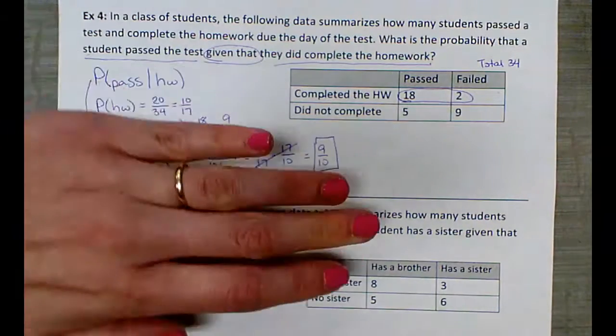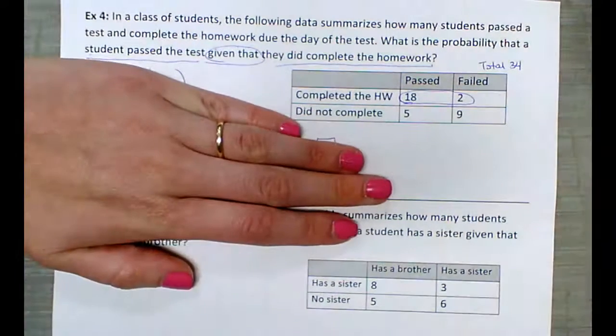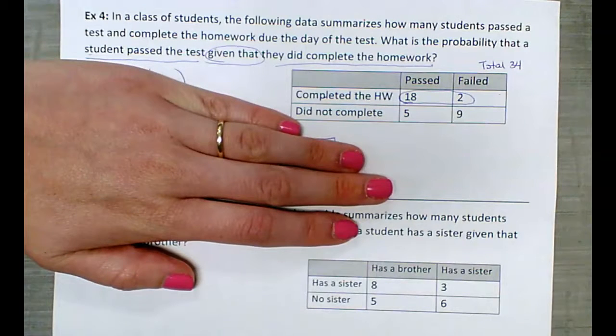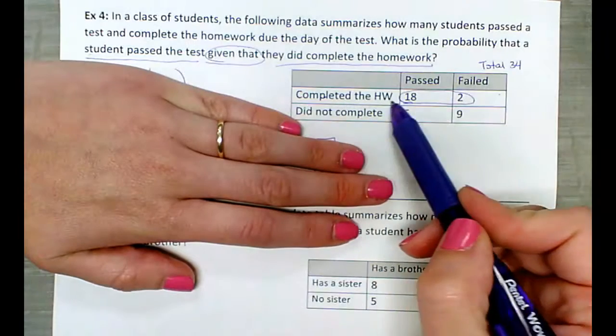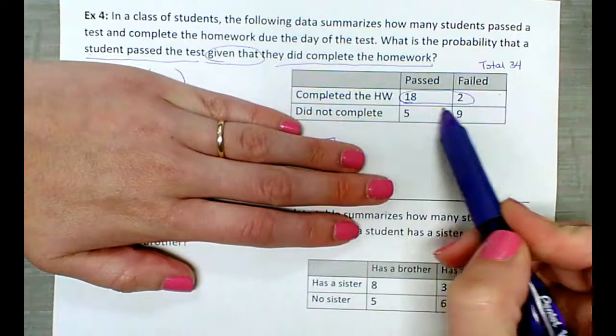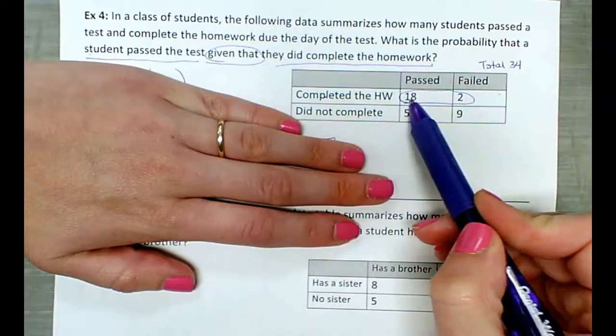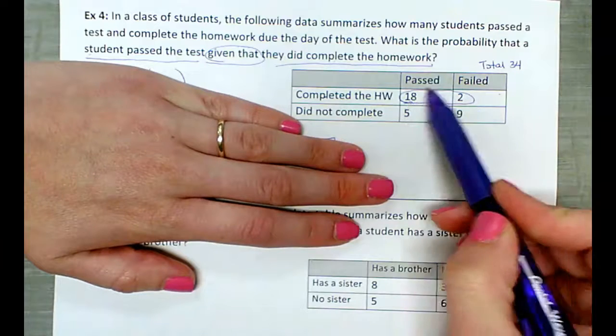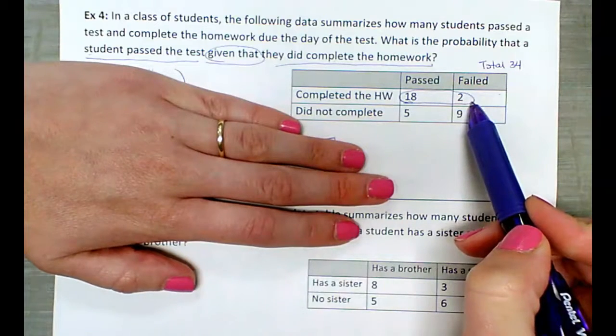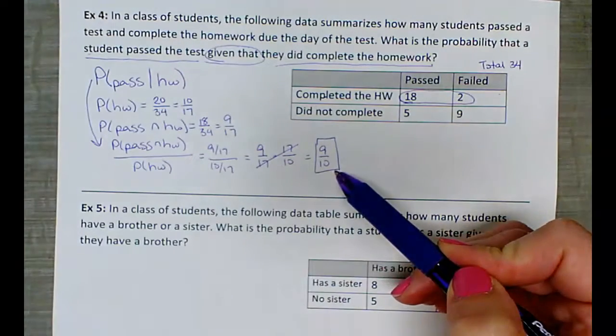If you ignored our work and you just looked at the table, and I want the probability that a student passed the test given that they completed the homework, I'm only looking at the completed homework row. The students who passed are 18 out of 20 that completed the homework, and 18 out of 20 simplifies to 9 out of 10.